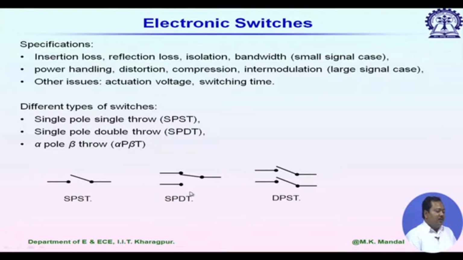The next one is single pole double throw switch. So, the switch is connected to one point and it can connect either the first line or the second line. So, two throw positions are available, we call it SPDT switch. In general, we can define alpha pole beta throw switch, or alpha P beta T switch.